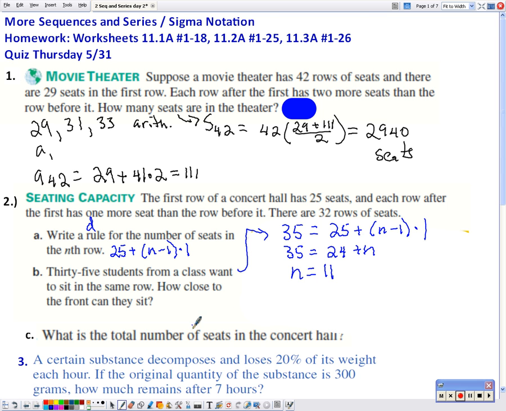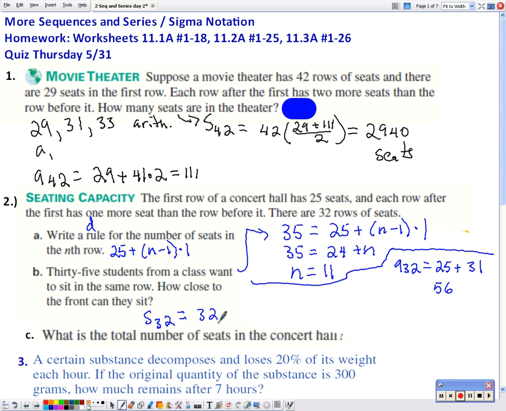What is the total number of seats in the concert hall? So we are looking for S of 32. Again, if you need time to try this on your own, please pause the video. The first thing we need is the 32nd term. So that's going to be 25 plus 32 minus 1, which is 31, times 1, so that's going to give me 56 in the 32nd row.